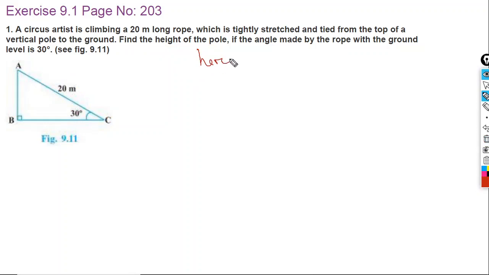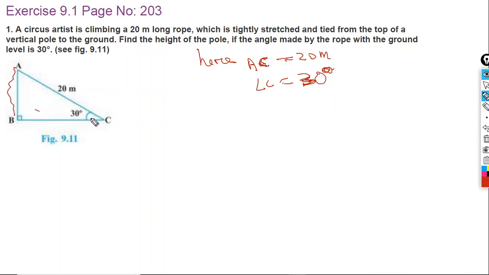Here AC is the length of the rope. AC equals 20 meters. Angle C is equal to 30 degrees. So what we have to find? We have to find the length of AB.